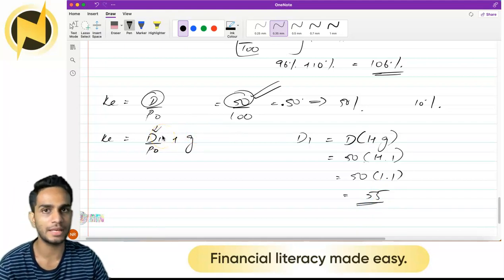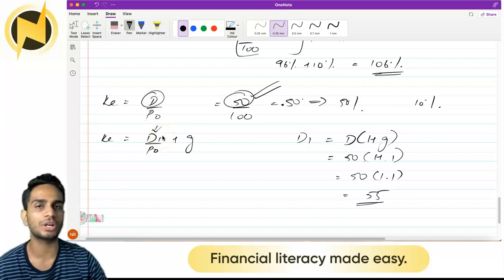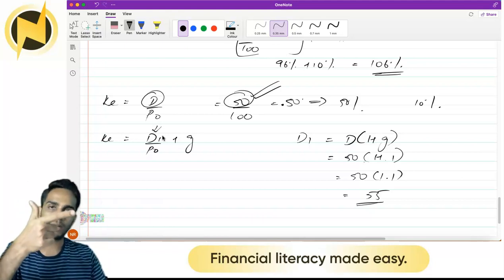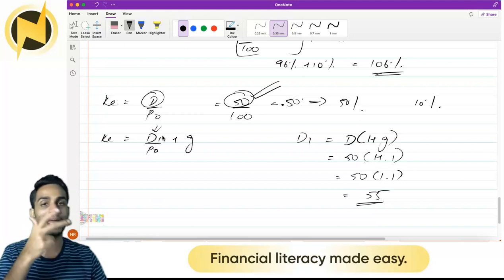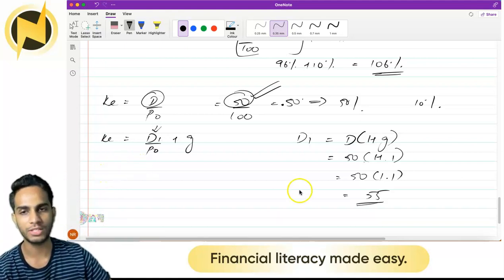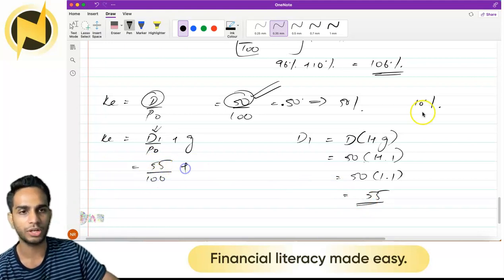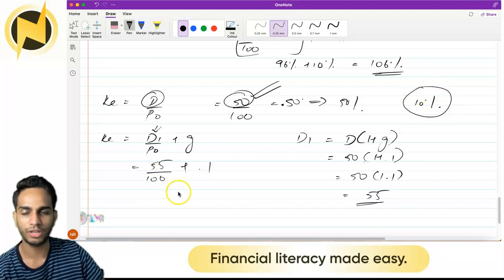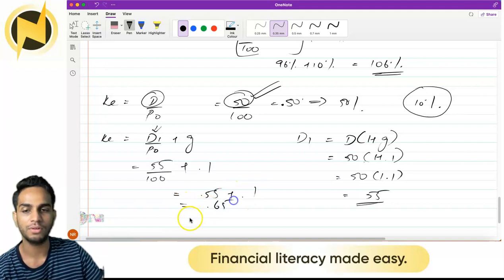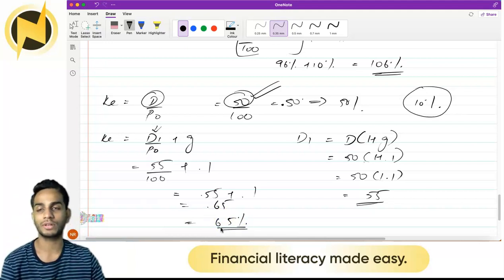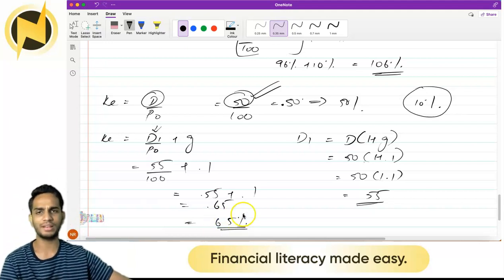So in the question, please be very careful. If the dividend of the previous year is given and growth rate is given, and you are supposed to find out growth model cost of equity, you need to take previous year dividend, multiply it with 1 plus the growth percentage, and get the expected dividend of the new year. So D1 is 55. D1 will be 55 divided by P0. P0 is 100 plus growth rate of 10, that is 0.1. So 55 divided by 100 will give you how much? 0.55 plus 0.1 will give you 0.65. So the dividend growth model cost of capital will be 65%. Clear? Simple, right? Very, very simple.